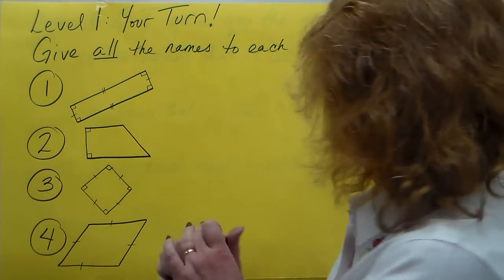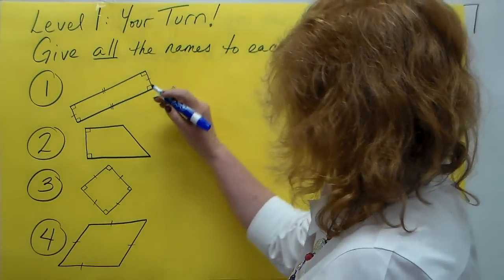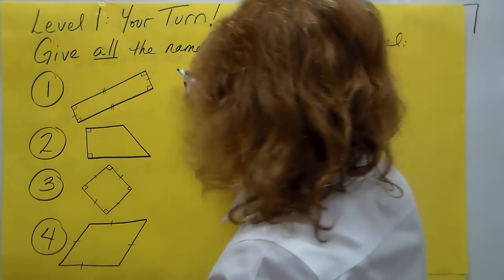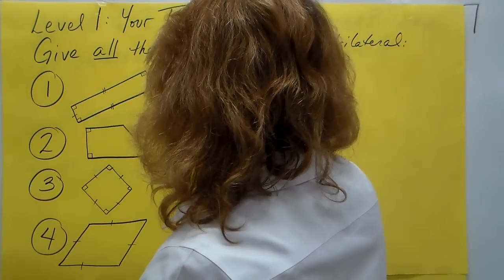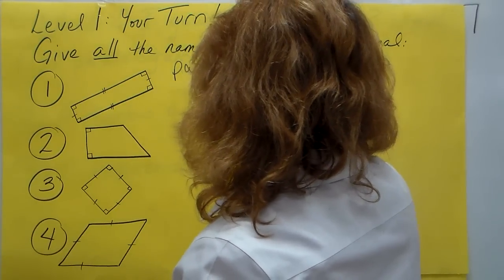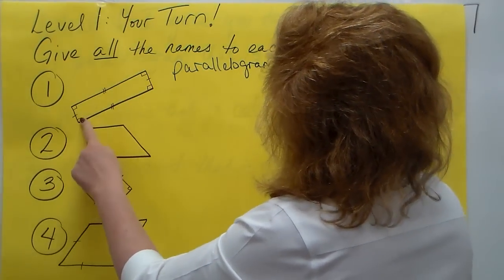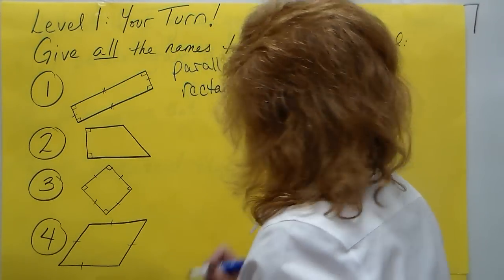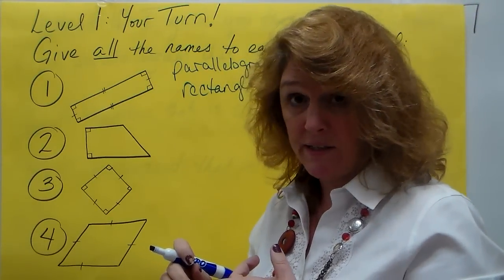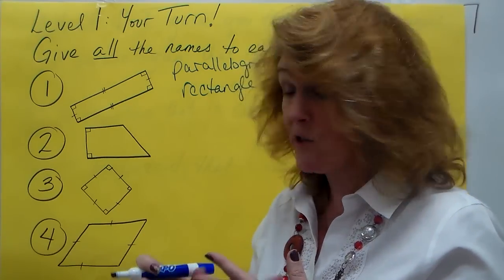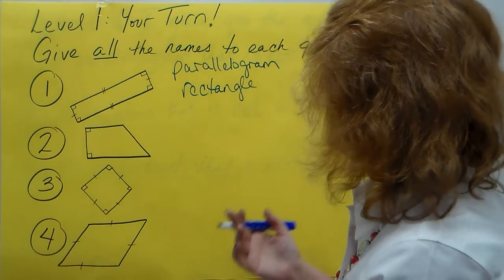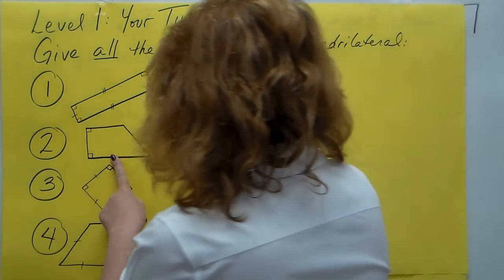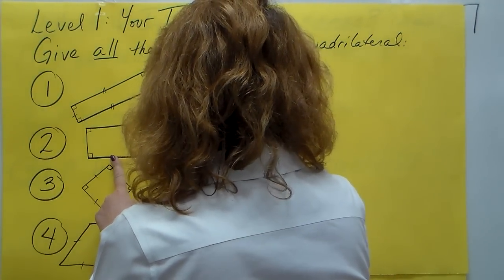So, here we go. This one, we've got two sides that are each parallel, so it's a parallelogram. We also have four 90-degree angles. That makes it a rectangle. It doesn't have equal sides, so it's not a rhombus and it's not a square. So here's where we're done. This one has only one pair of parallel lines. That makes it a trapezoid. And that's it.